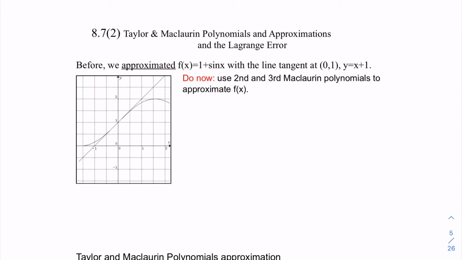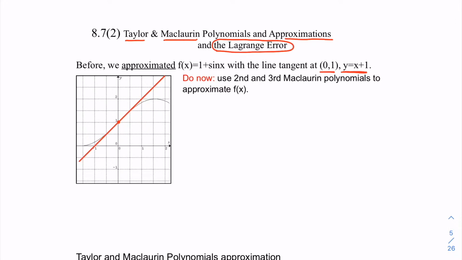Today we are going to go over the second part of 8.7, Taylor and Maclaurin polynomial approximation and the Lagrange error. So let's have a look at the warm-up problem here. Before, we approximated f(x) equals 1 plus sine of x with the tangent line at 0, which is y equals x plus 1. So at x equals 0, y equals 1. This is the tangent line approximation.